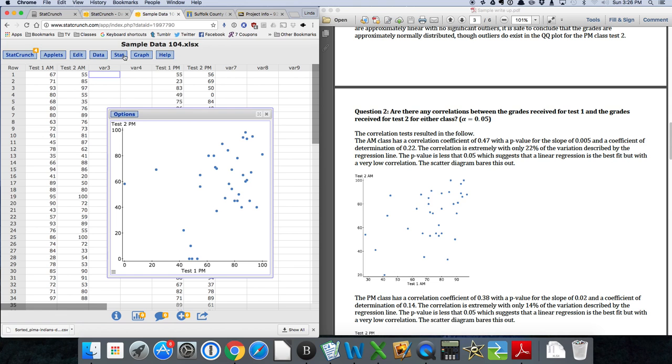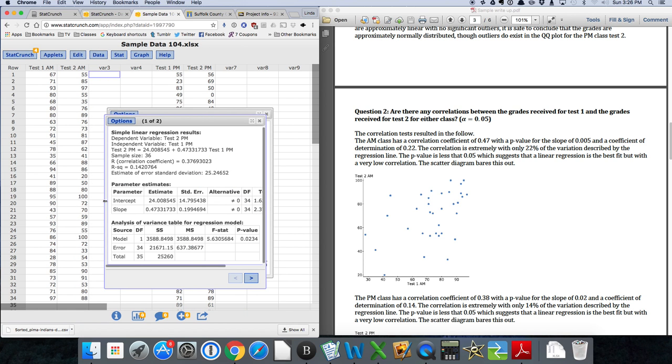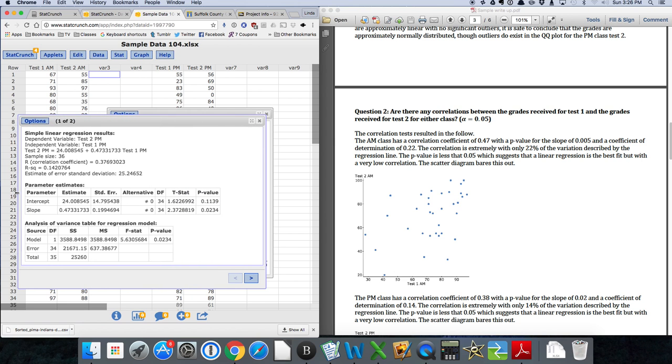If I calculate the linear regression with the same two data values and the hypothesis test, I get a correlation coefficient that's even lower, 0.37, 0.38, and a coefficient of determination of 0.14. That means there's about a 37% correlation linearly, and only 14% of the variation can be explained by the regression line.